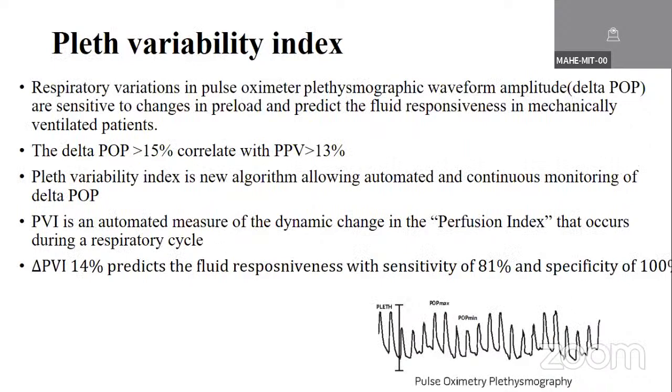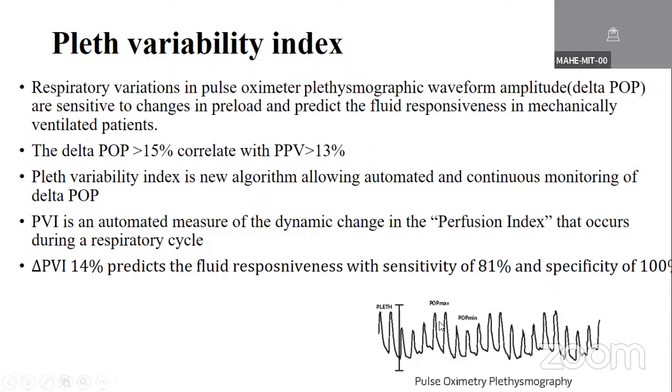Next, these all are non-invasive methods. Next is the pleth variability index. This uses the respiratory variation in the pulse oximetry plethysmographic waveform. We measure the amplitude.